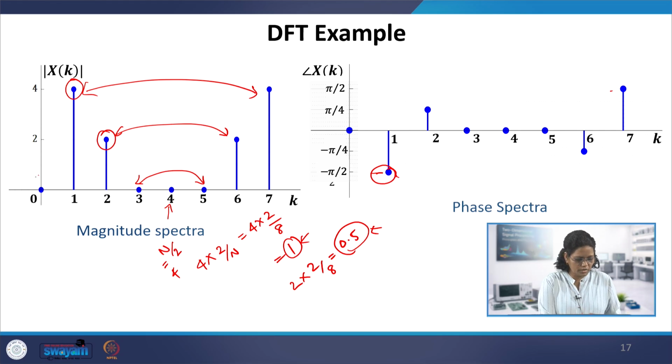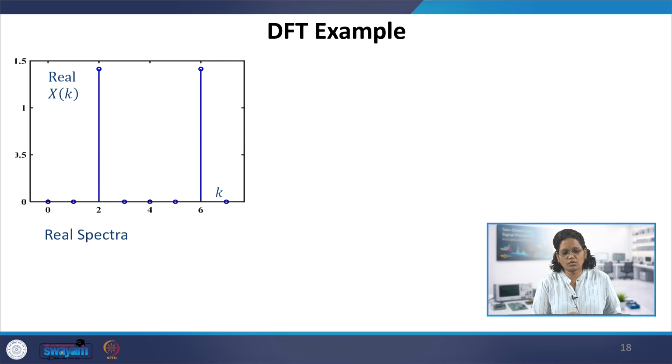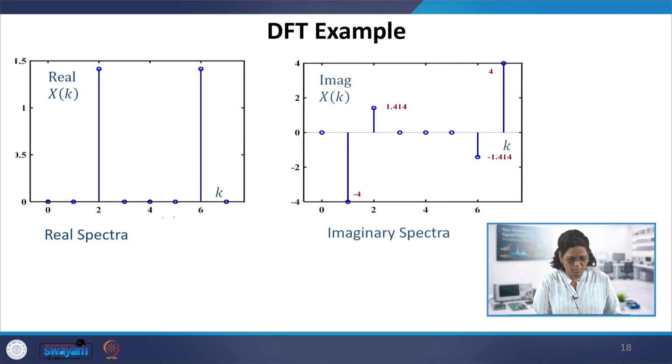And if DC is absent here, then it gives 0. But if DC is present, it should be the DC value times 1 by N, the scaling factor, to get the original DC value. Suppose it is 2, then 2 times 1 by N, that is 2 by 8, so 1 by 4 should be the DC value. That's how the DC value should be interpreted. So these are the spectral representations, and we can split them into real and imaginary parts and plot them with respect to k as well.